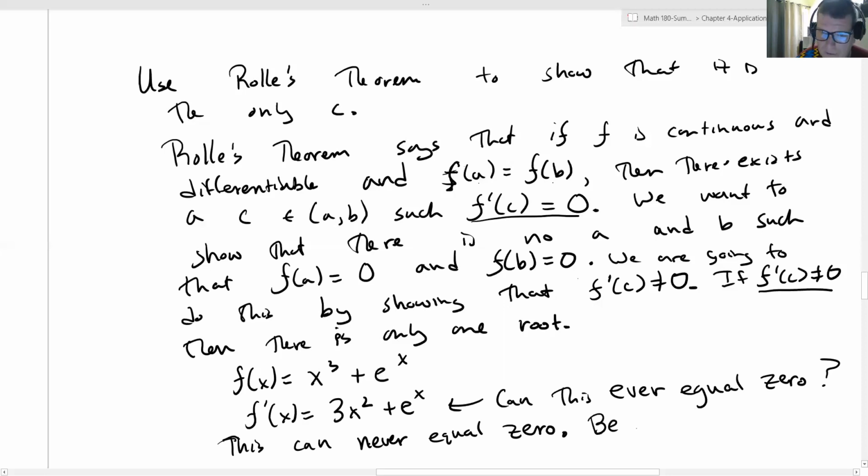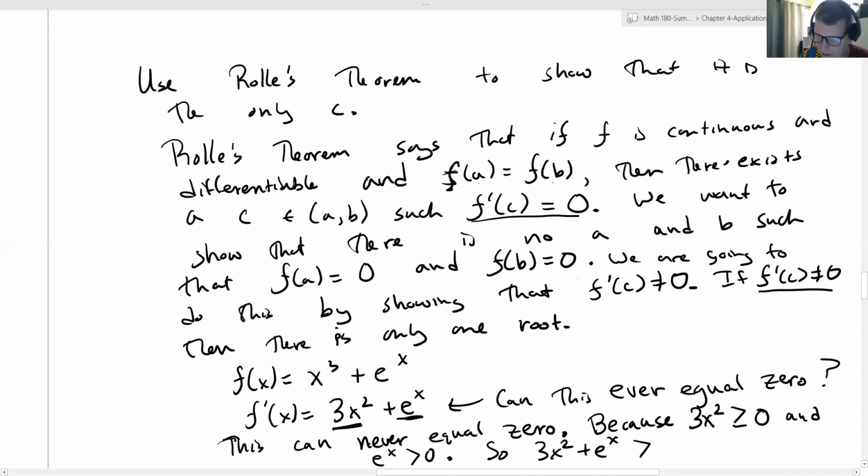because look at the function. Yeah, look at the function. 3x squared. What do we know about it? What do we know about e to the x? So 3x squared is always going to be greater than or equal to 0. And e to the x is strictly greater than 0. So 3x squared plus e to the x is strictly greater than 0.